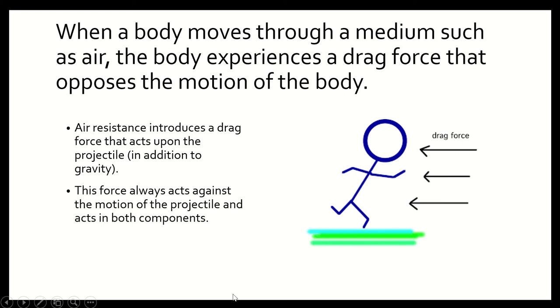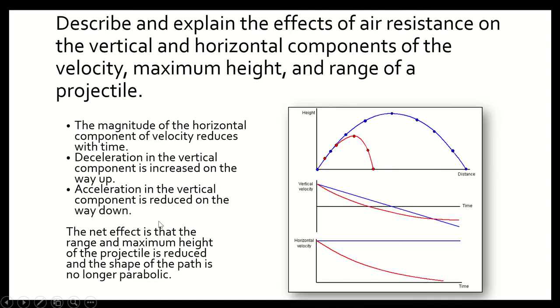So we're going to look at projectiles. We're chucking a projectile up into the air. If it's chucked up on a diagonal or an angle, the force is going to be acting directly opposite, so it's going to be opposing the motion of the projectile. That drag force is going to have a horizontal and a vertical component, and so it's going to affect the vertical and horizontal components of velocity.